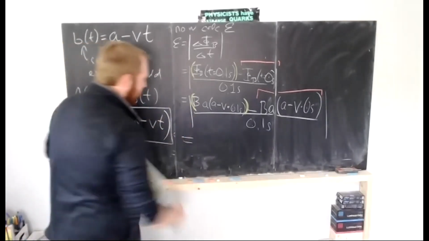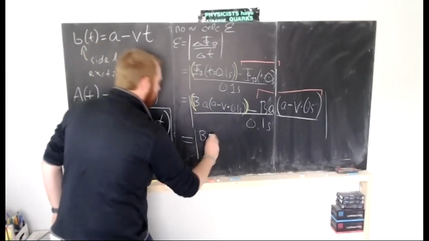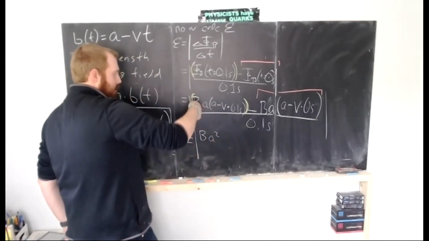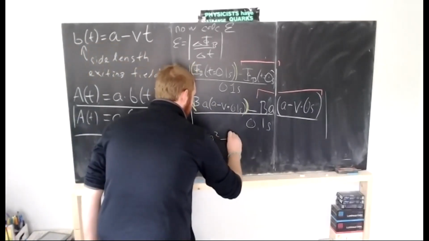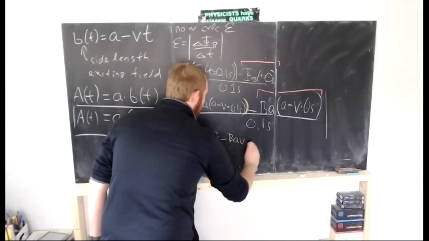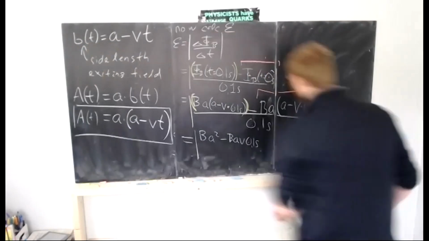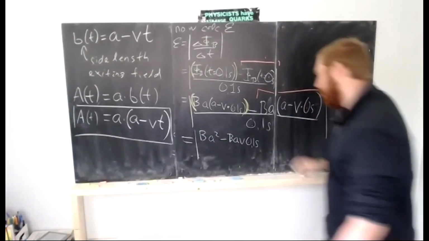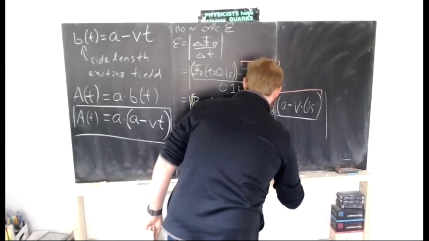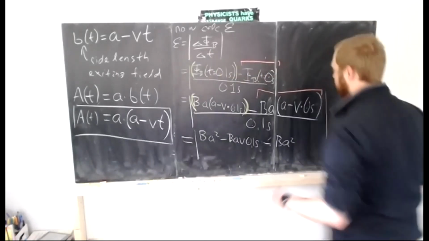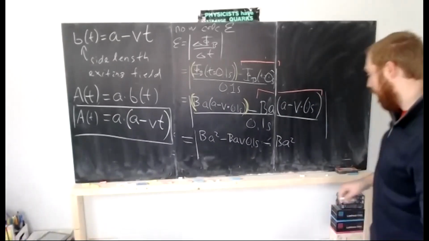Let's start doing some simplifications. BA times A, that is BA squared. BA times minus V times time, minus BA V 0.1 seconds. BA times A. Right. BA times 0 seconds. 0 doesn't matter.